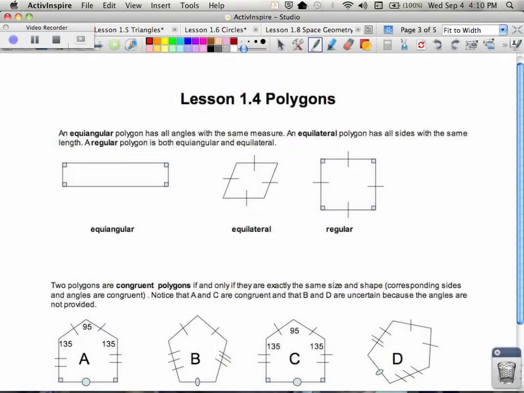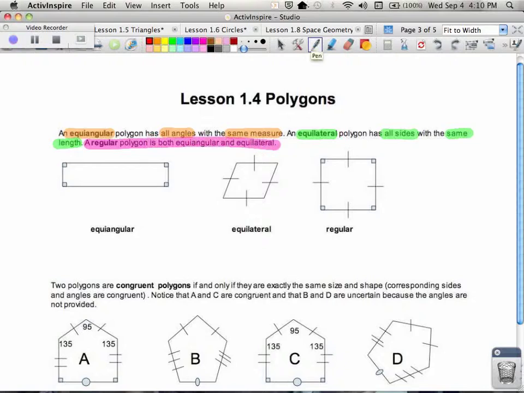Some other vocabulary that we're going to be working with is, first of all, the word equiangular. That means all angles have the same measure. And we also talk about equilateral, which means all sides have the same measurement or length. When you have a polygon that has both of those situations, that's called a regular polygon.